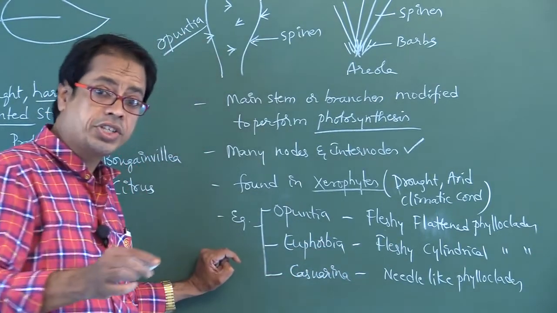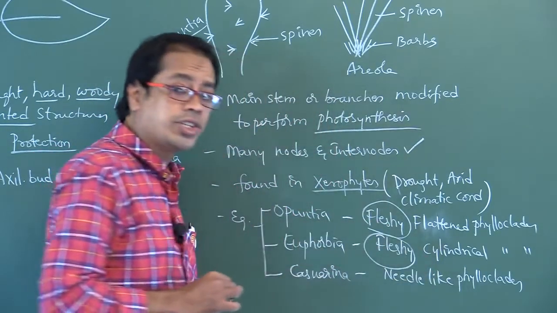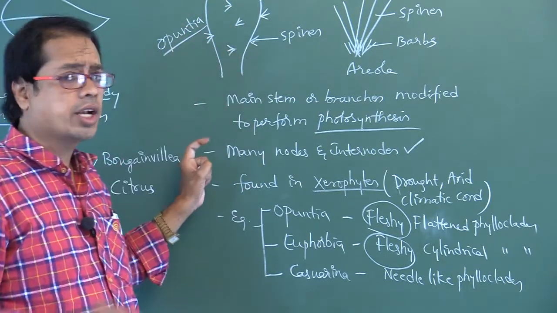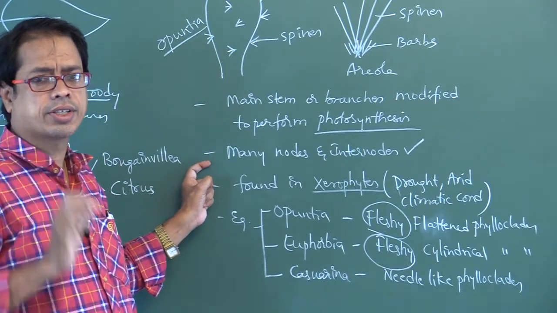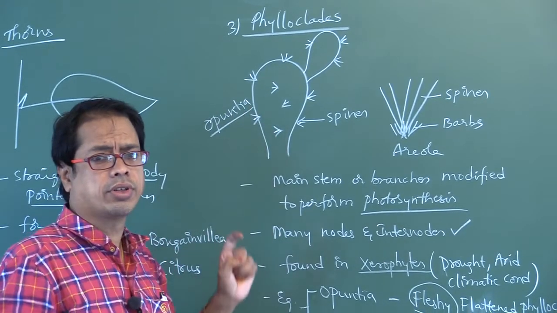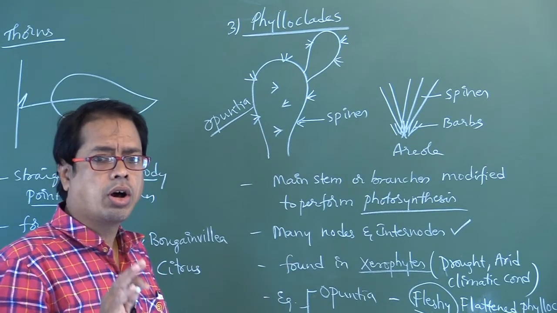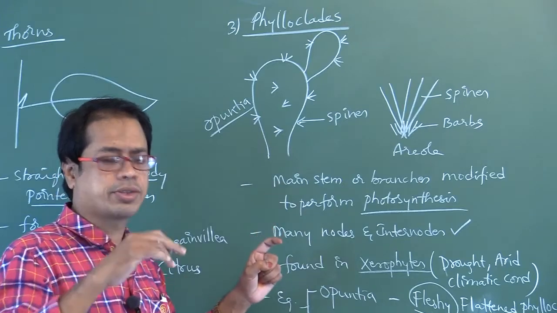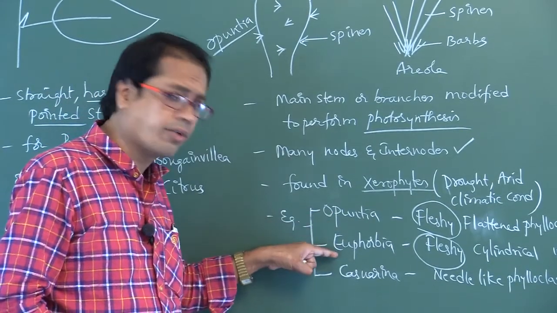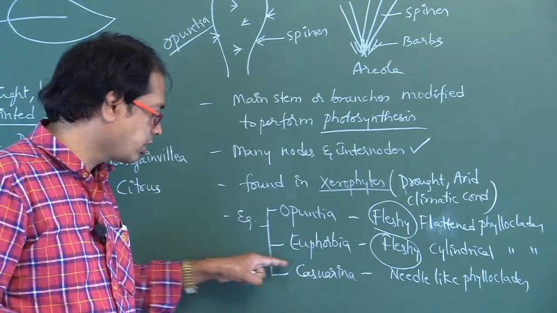Now one more question. Fleshy phylloclades. Here it is fleshy. Here it is fleshy. Fleshy phylloclades found in Opuntia. These phylloclades are found in xerophytes. All xerophytes show phylloclades. False. Phylloclades found in xerophytic plants. True. All xerophytes show phylloclades. False. Fleshy phylloclades found in both Opuntia and Euphorbia. Non-fleshy phylloclades or needle-like phylloclades found in Casuarina.